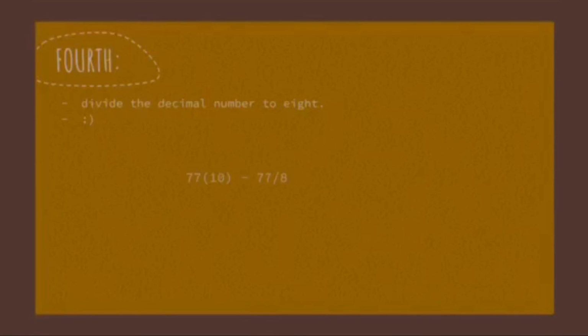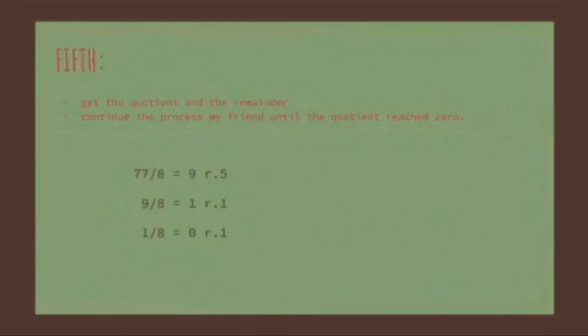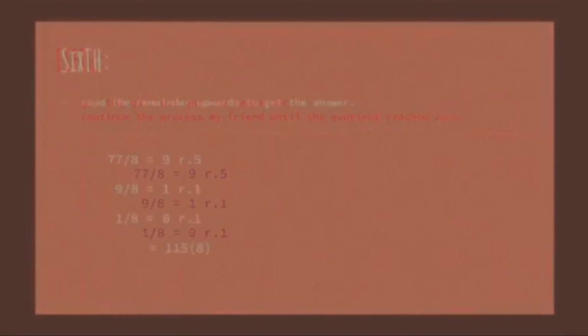Fourth, we have to divide the decimal number by 8. And for the fifth, we have to get the quotient and the remainder. So we have to continue the process until the quotient reaches 0. And lastly, we have to read the remainder upwards so that we can get the right answer.